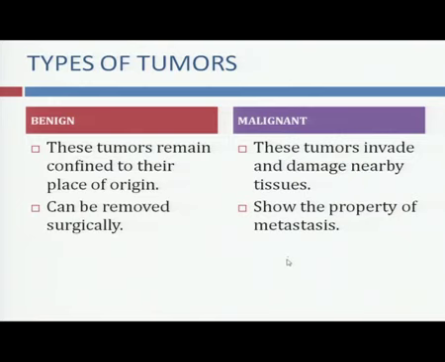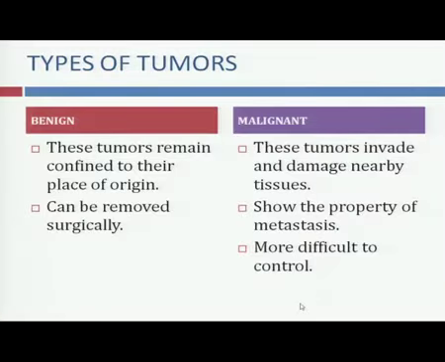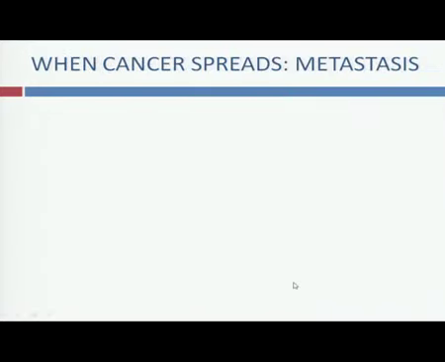that is, they can move from their place of origin to a newer part of the body and produce a new tumor there. So, within a few months the cancer spreads all through the body. That is why malignant tumors are more difficult to control.